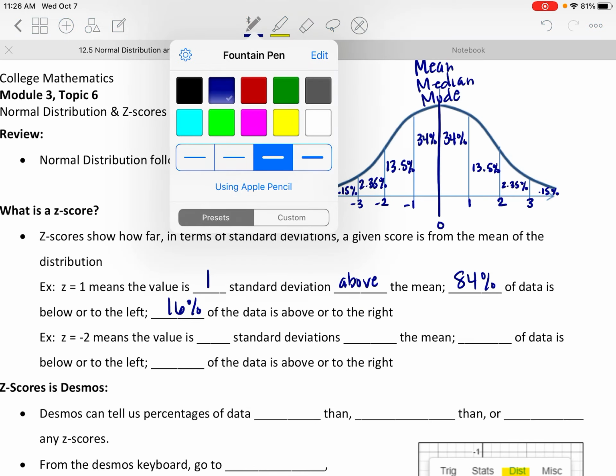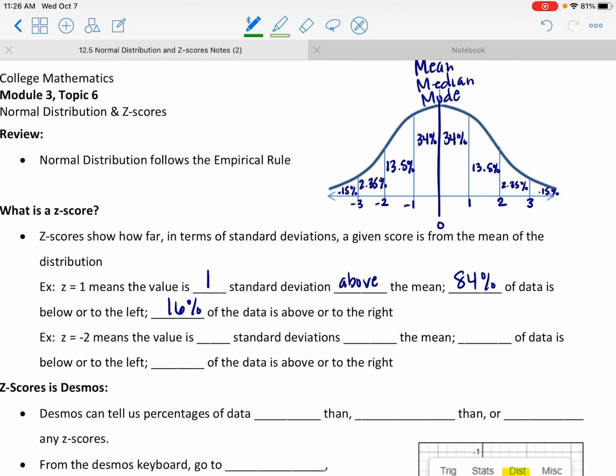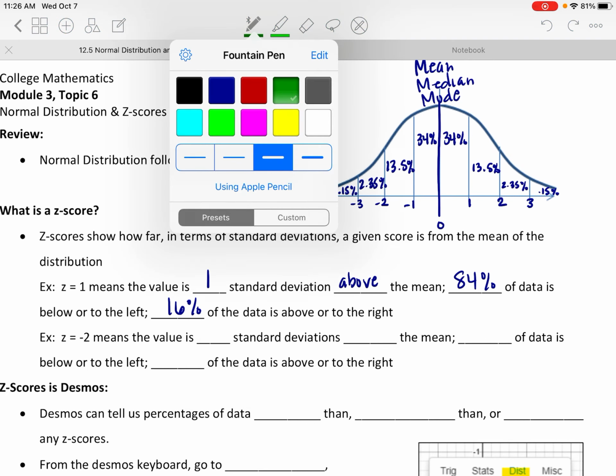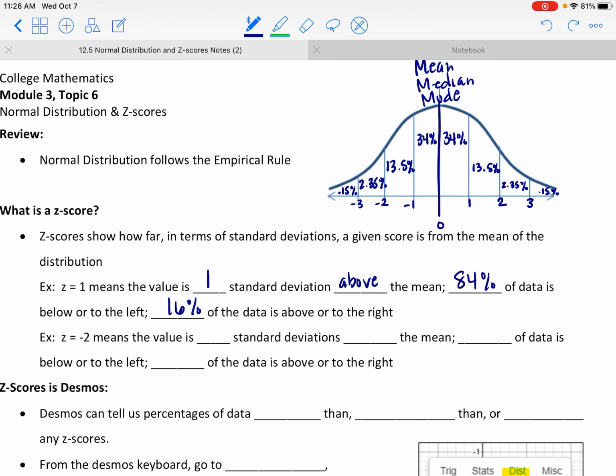Or, let's say I was looking for z equals -2. That means that's right here, z equals -2. That means we are 2 standard deviations below the mean. That means we have subtracted the standard deviation twice to get to that marker. So this would be 2 standard deviations below. So the negative is telling me to subtract that standard deviation, go below the mean.